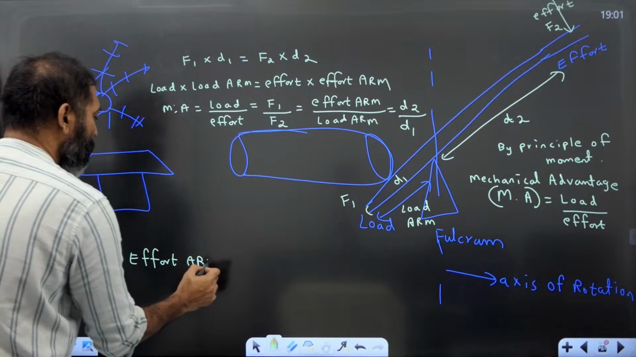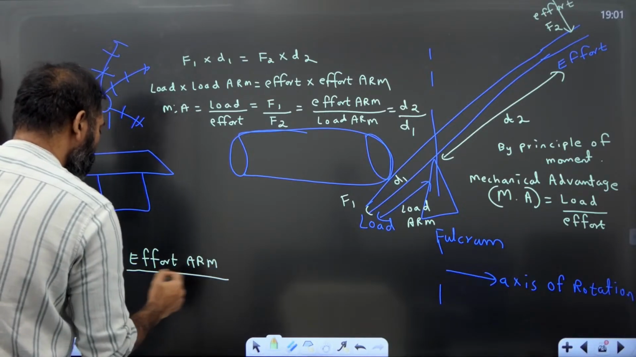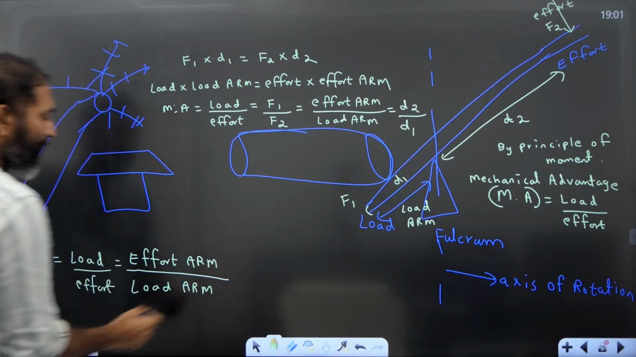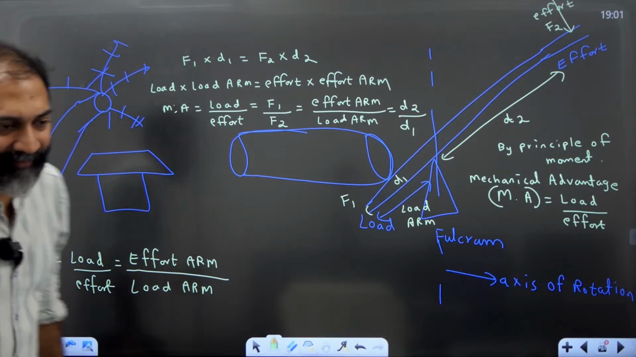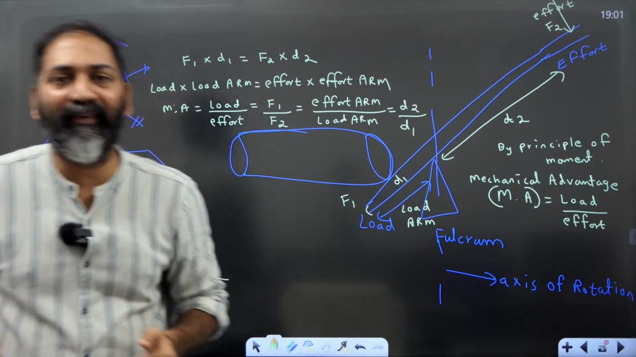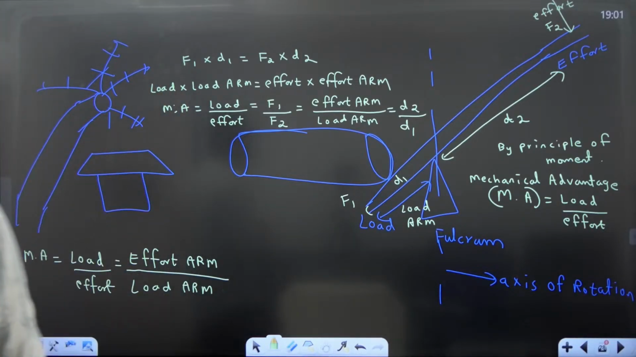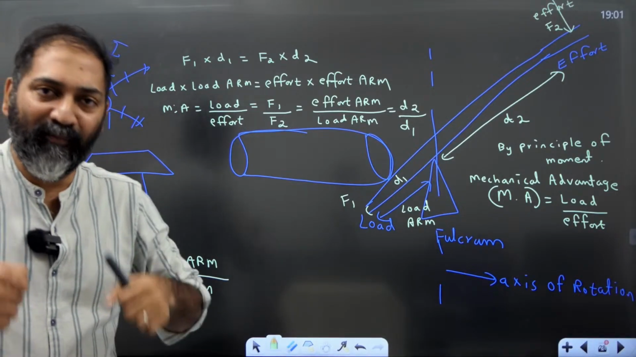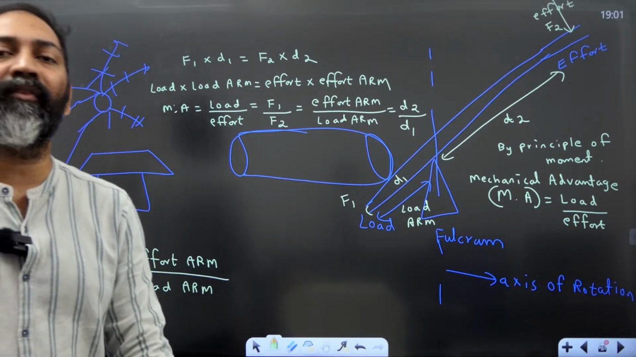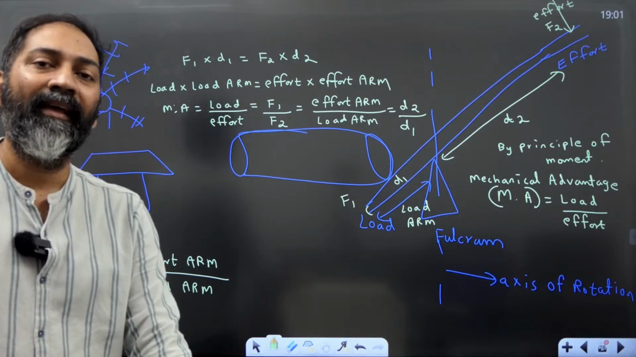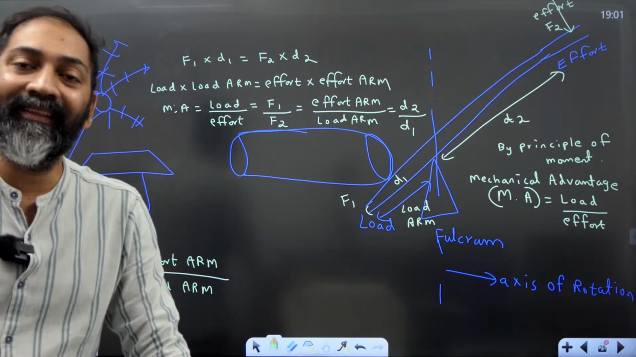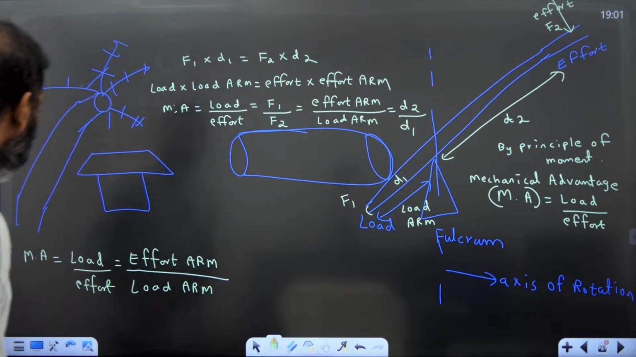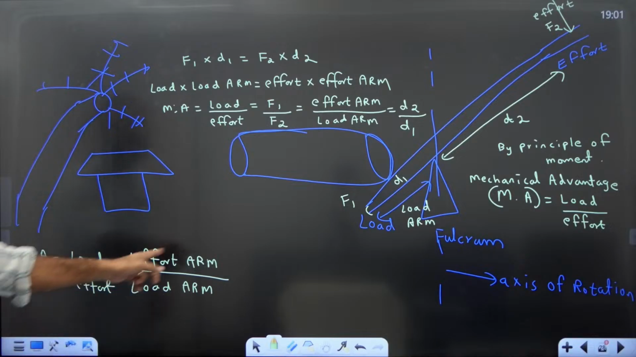What is mechanical advantage? That is the concept behind machines. Why are we going for machines? Because we are getting mechanical advantage. That means with less effort, our task is done. Machines have mechanical advantage, so with less effort, we can move maximum load. So mechanical advantage is equal to load by effort, which is equal to effort arm by load arm.